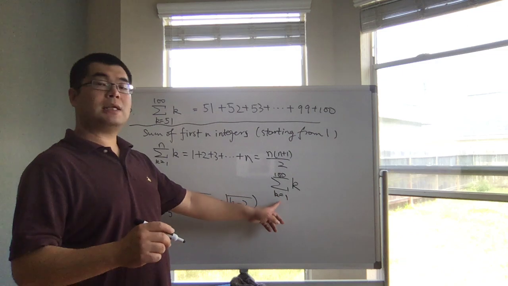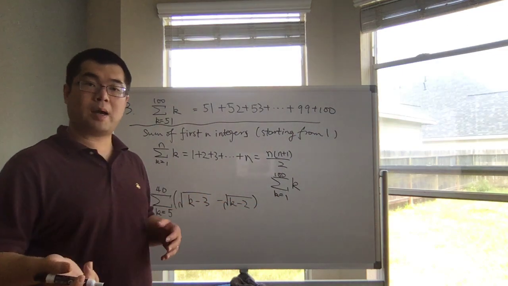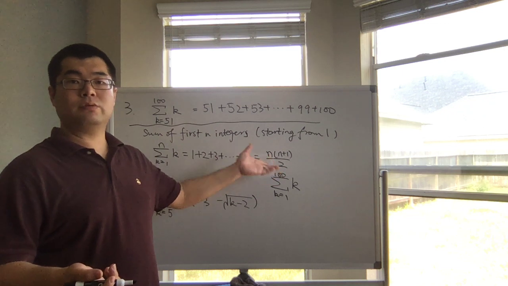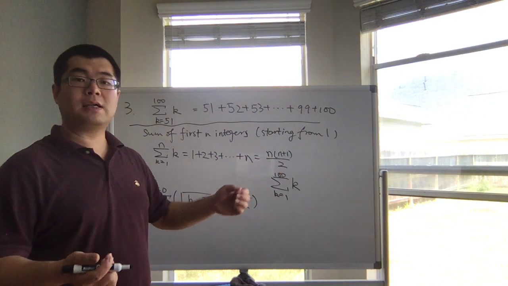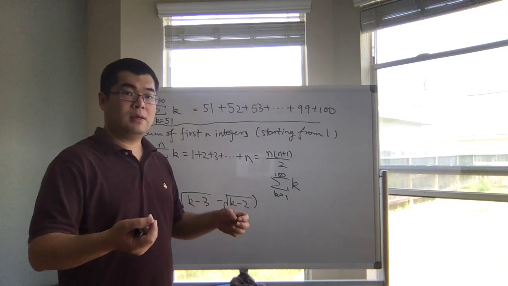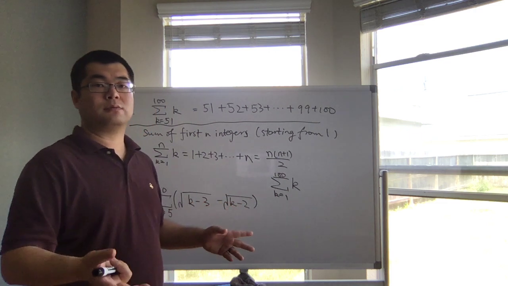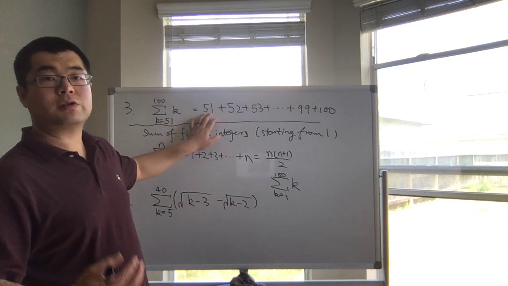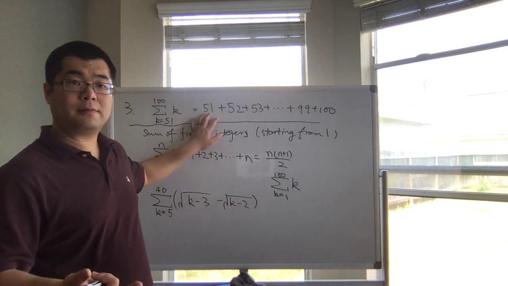Do you agree I can easily calculate the summation from 1 to 100? Which basically just substitutes n here with 100, right? So that's going to give you 1 plus 2 plus 3 plus 4 plus 5 up to 100. But look at what we have here. We start from 51, right?